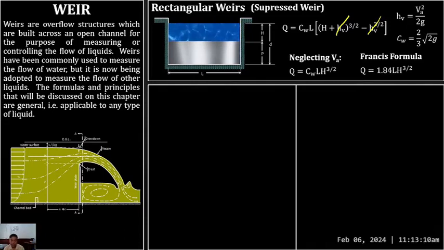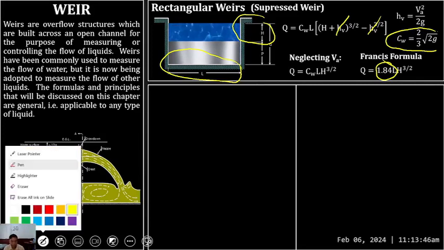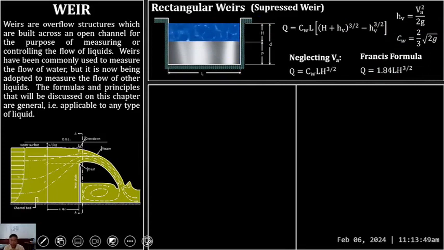Minsan, sa problems, hindi binibigay yung weir factor, itong value ng CW. Minsan hindi yan binibigay. And so, yung formula ng pag-compute ng discharge is simply 1.84 times yung length natin. Yung length again is ito. Times yung head, which is ito. Again, gagamitin mo lang yan, yung Francis formula, if walang given na weir factor sa problem natin.